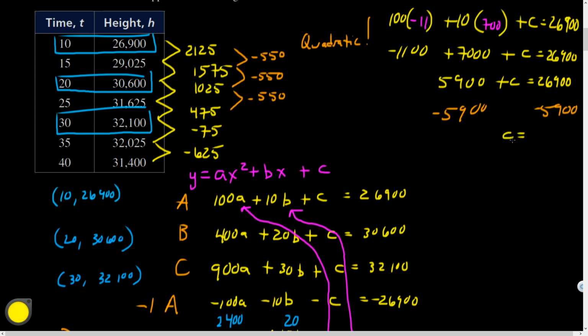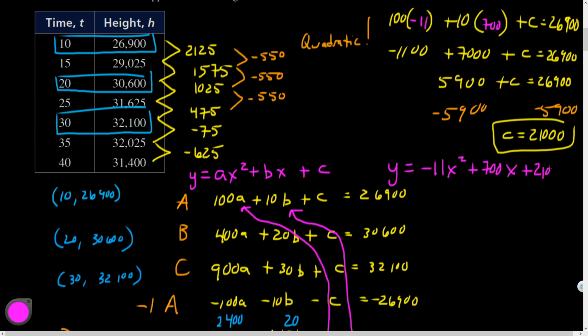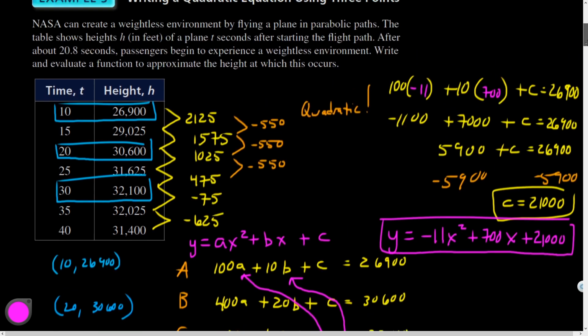Now, this problem's so long, we have to make sure we actually know what we're doing. All I did was find the values of a, b, and c that make this equation match this data. Currently the equation is y equals negative 11x squared plus 700x plus 21,000. This is the equation of this parabola. Once I have that equation, let's see, was that what they were looking for?